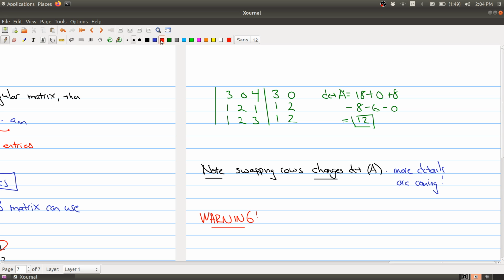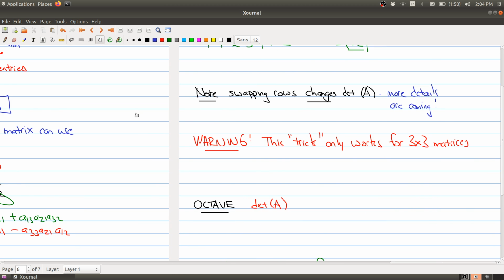And I really want to leave here with a strong warning, right? The warning is this trick for computing the determinant only works for 3x3 matrices. I've taught this course many, many times. I've said this many, many times, but I always end up with one or two students who try to do this on a 4x4 matrix. It doesn't work. So this trick only works for 3x3 matrices. It's a little shortcut.